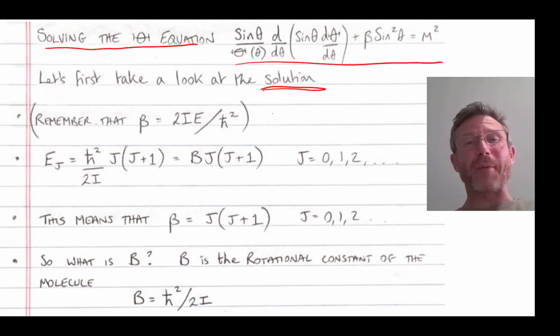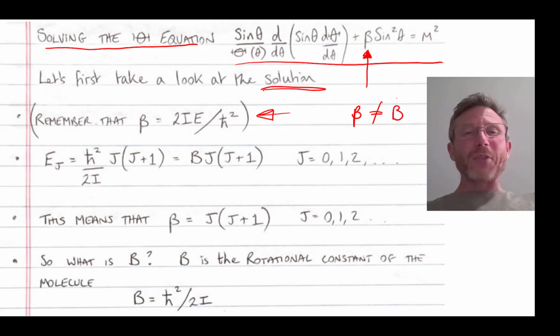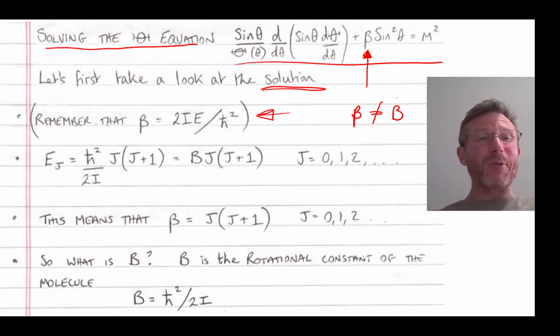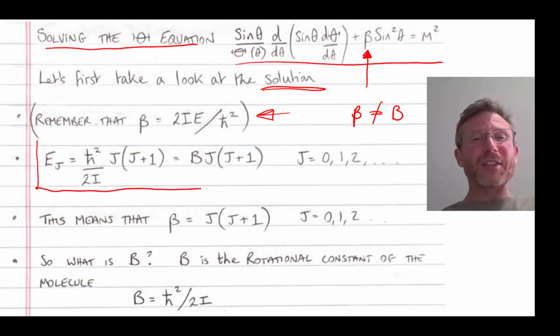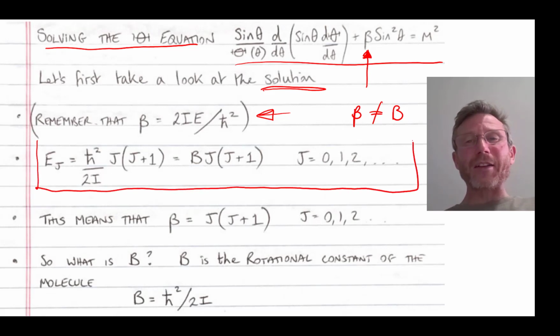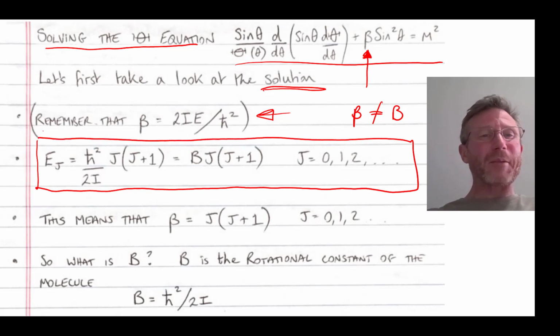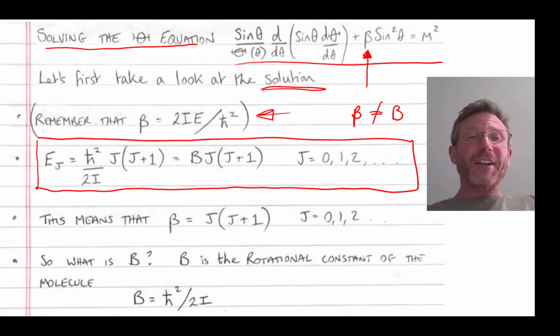There's a couple of things to remember along the way. I introduced this beta term earlier in the expression. We see it right up in here. It's important at this point to recognize that beta is definitely different. So beta is certainly not equal to B. We're going to come to a B shortly. I'm also going to jump in by saying, here are the energy levels. This is a solution to this particular part of this theta equation. So, where does this come from?